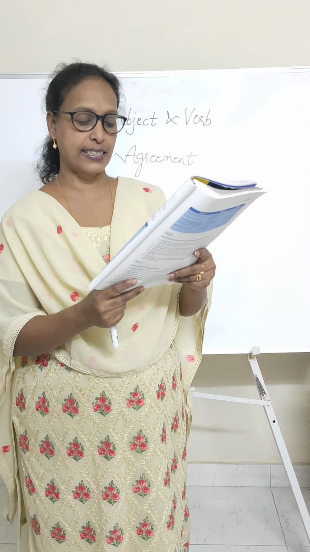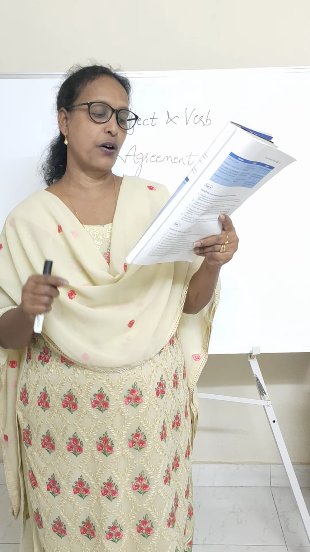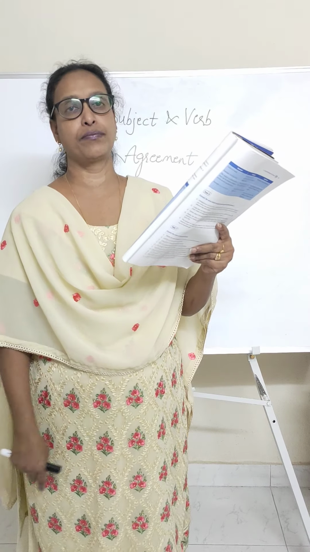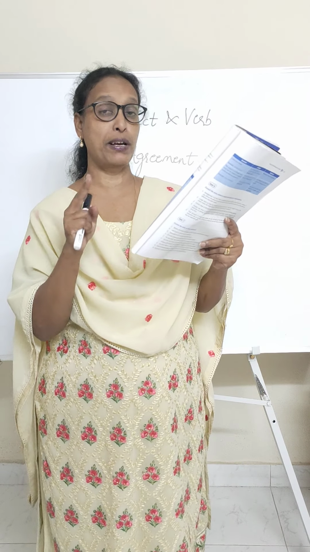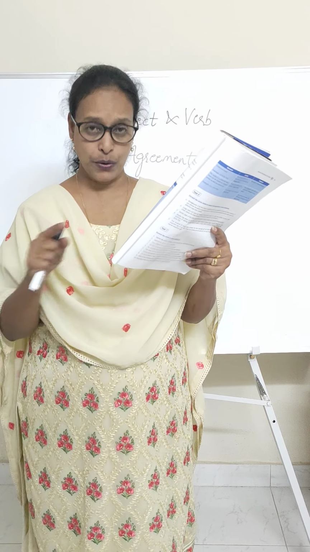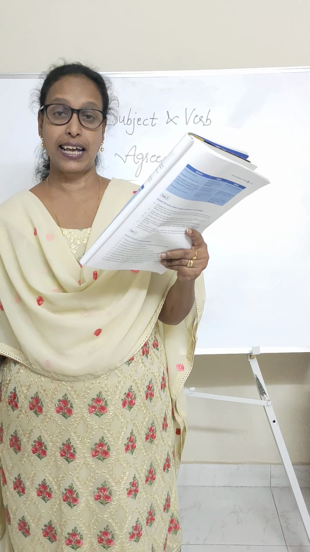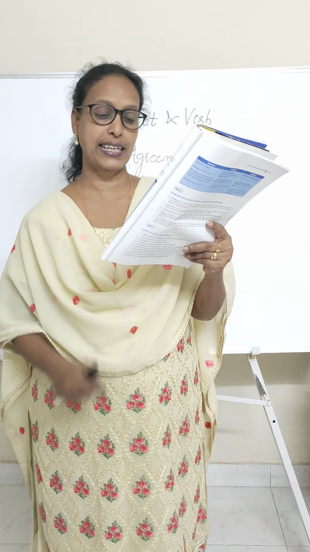Now looking at the next rule: one of the subjects joined by or, nor is plural. One of the subjects, which means there are two subjects, joined by or, nor. So how would you frame such a sentence? The example is David or his brothers. Let's look at the example.